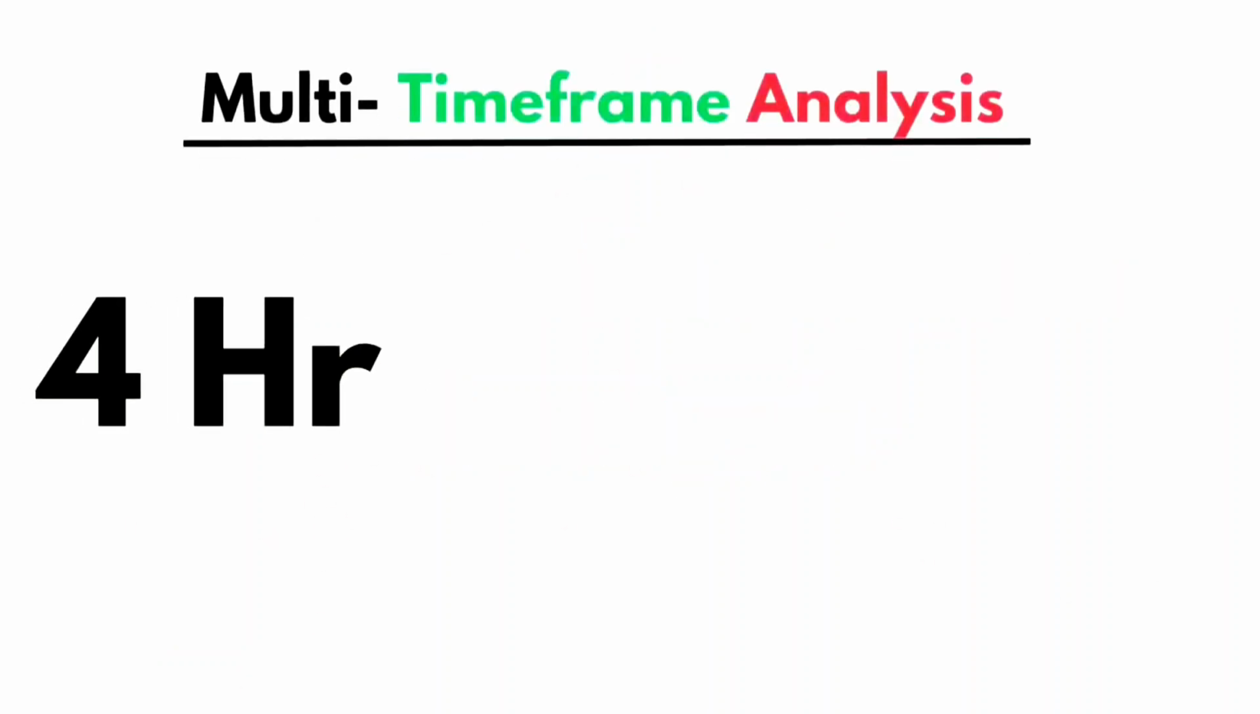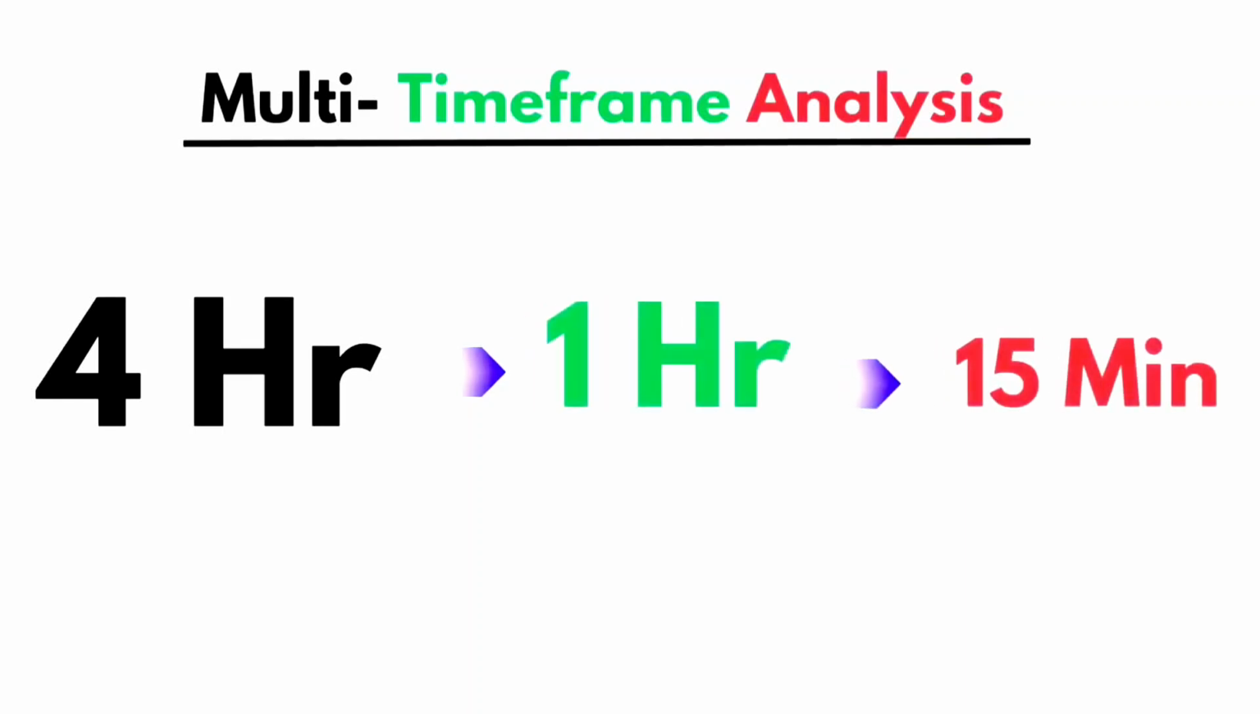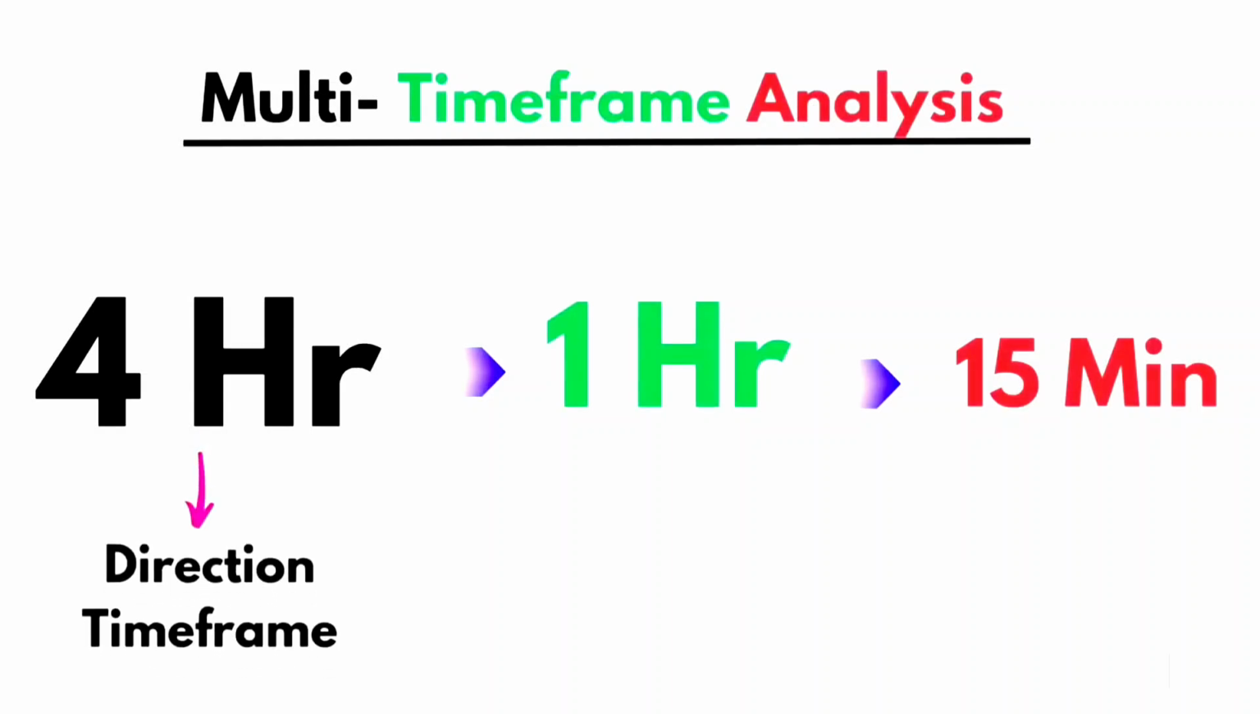This is a method of analysis in which you first analyze the higher time frame and then gradually move down to the lower time frames. In this process, three important time frames are required. The first time frame is the direction time frame, which you use to understand the direction of the market.